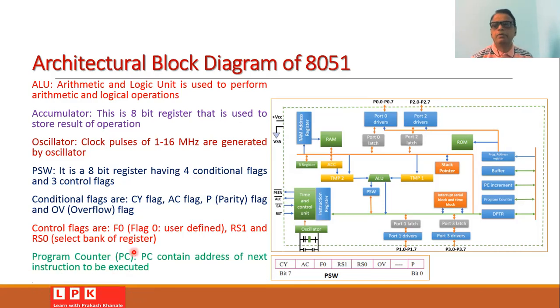Program counter, or PC. This PC will consist of the address of the next instruction to be executed. Whenever we feed some program to this microcontroller, the instructions are executed one after the other. So the program counter is a special register that holds the address of the next instruction to be executed.